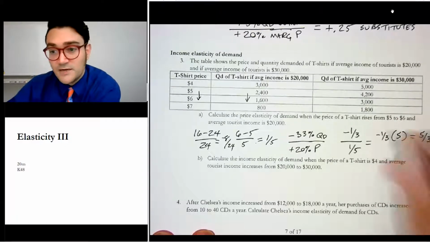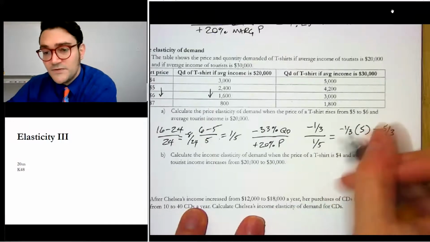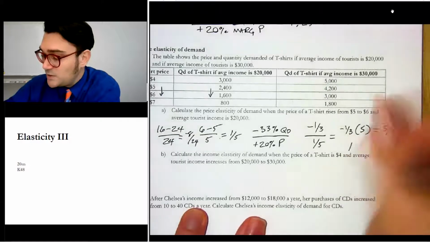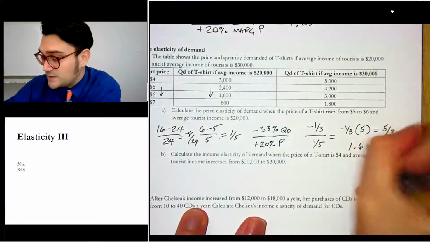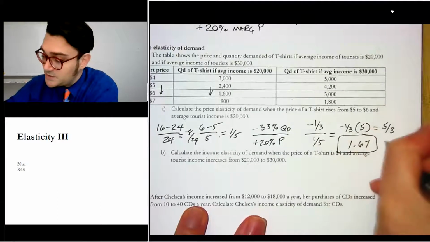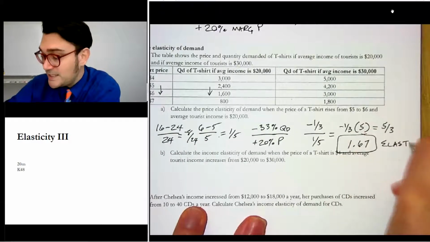When you divide by a fraction, you can multiply by its reciprocal. So 5/3 is 1 2/3, which is 1.67. And so that is our answer. So we know that it's relatively elastic.